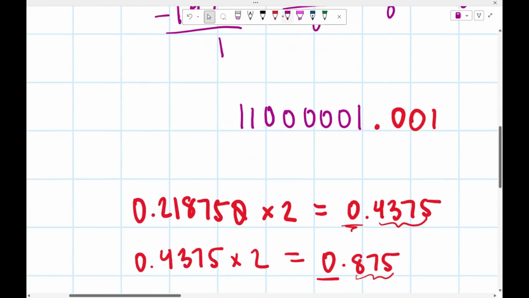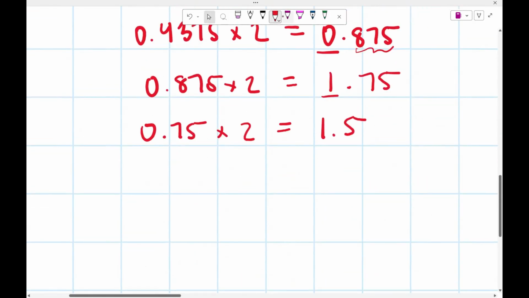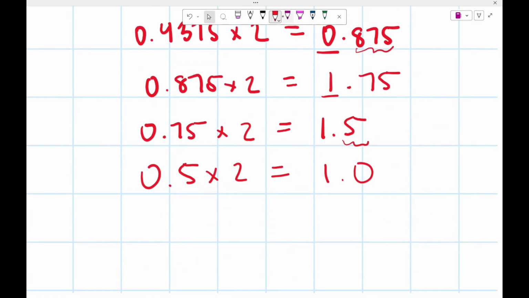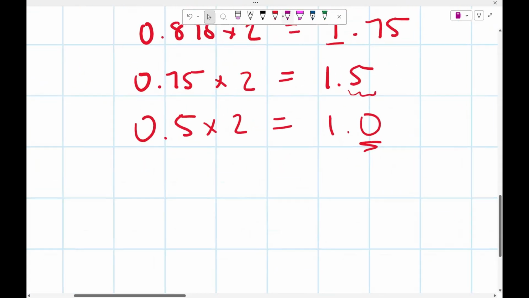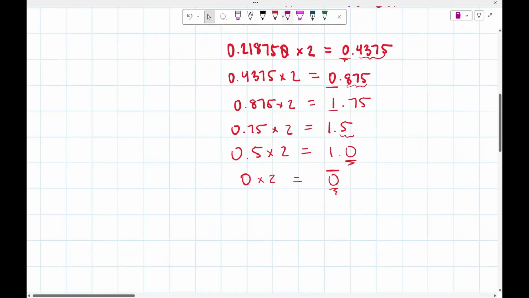So I'll write the 1 here again. Okay, and then again, I'm only taking the decimal part. So this is going to be 0.5 times 2, which of course is 1. And now I have a 0 here. So now that I have a 0 here, if I keep multiplying by 2, I'm only ever going to keep getting zeros, right? So we can just assume that these zeros are going to repeat for the remainder.